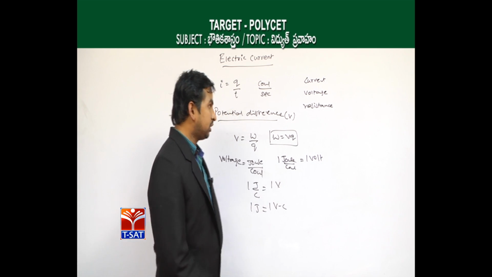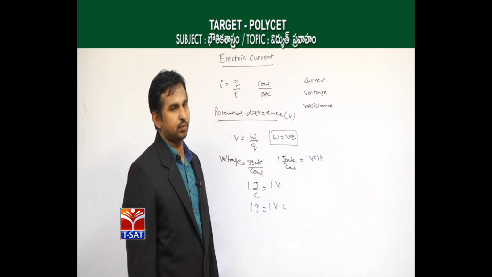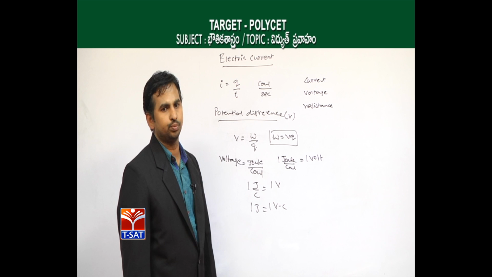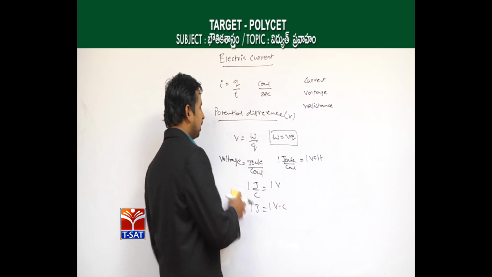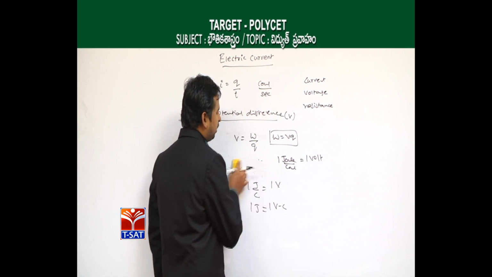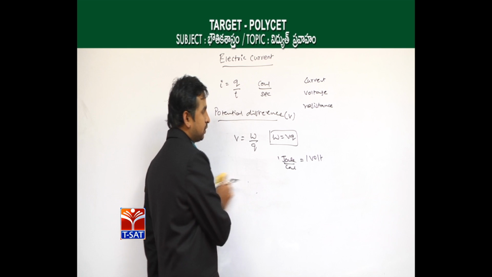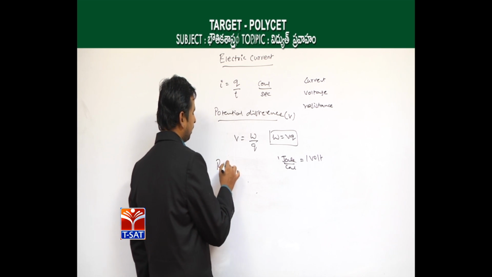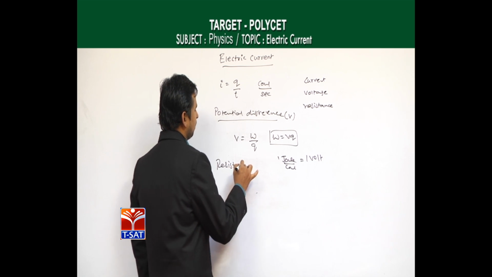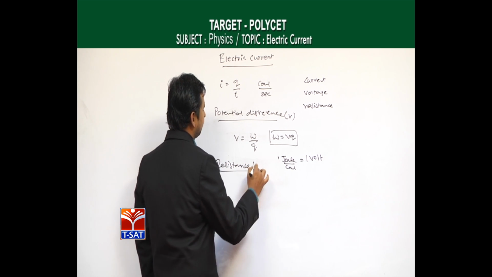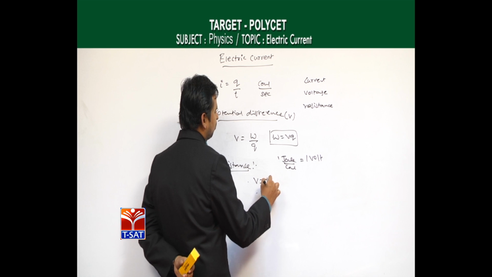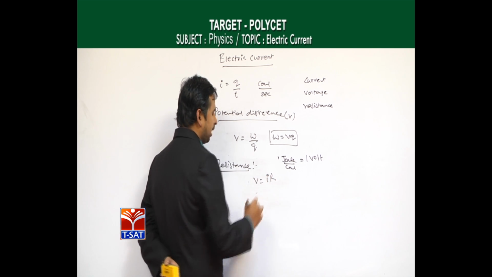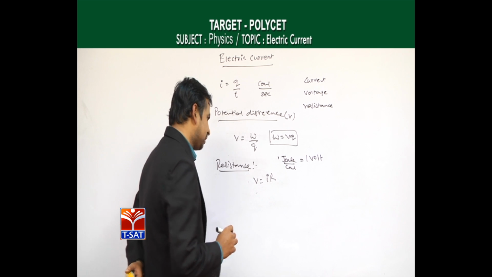The third one is resistance, and its unit is ohm, because according to Ohm's law, V is equal to IR. In case of resistance, we have V is equal to IR, where V is the voltage, I is the current, and R is the resistance.